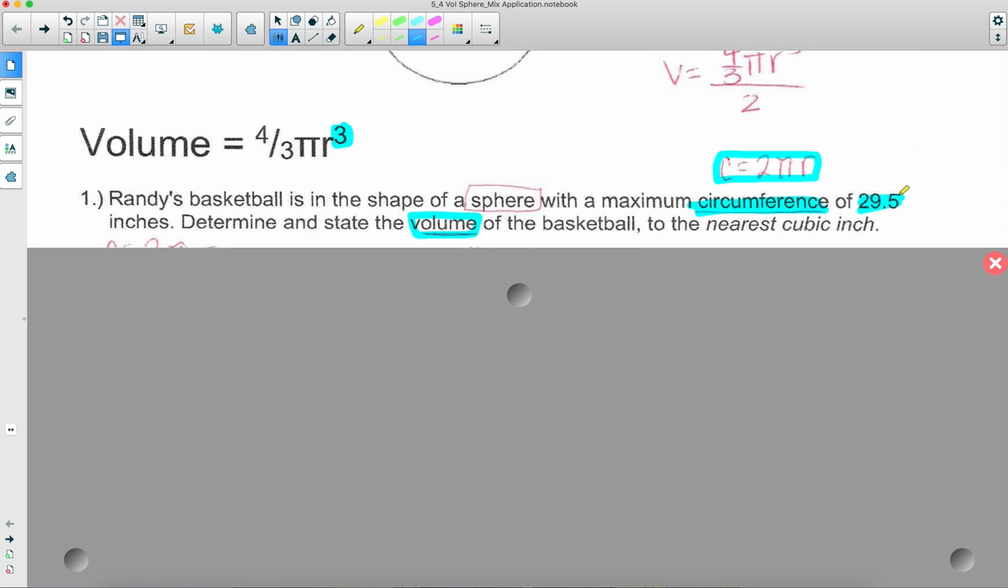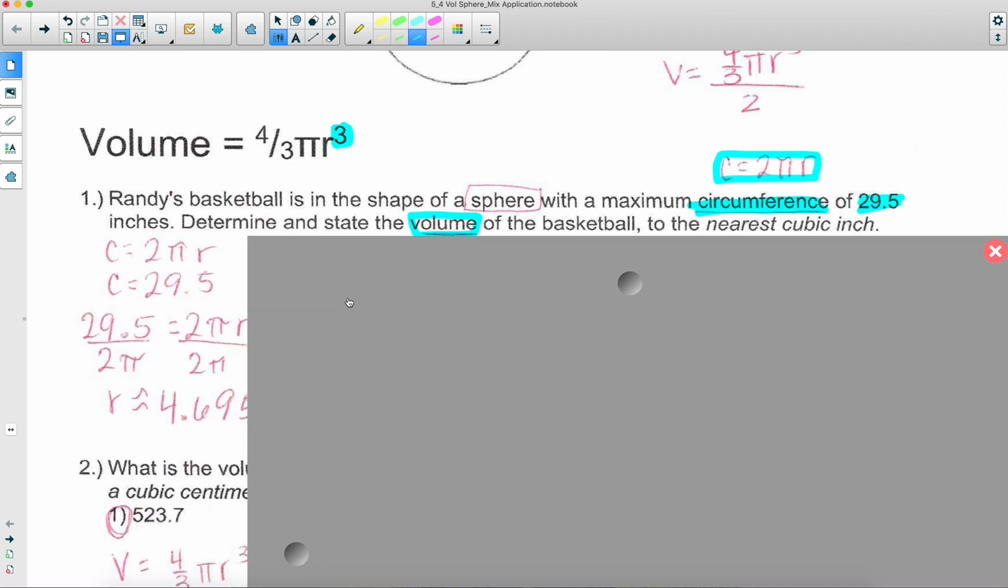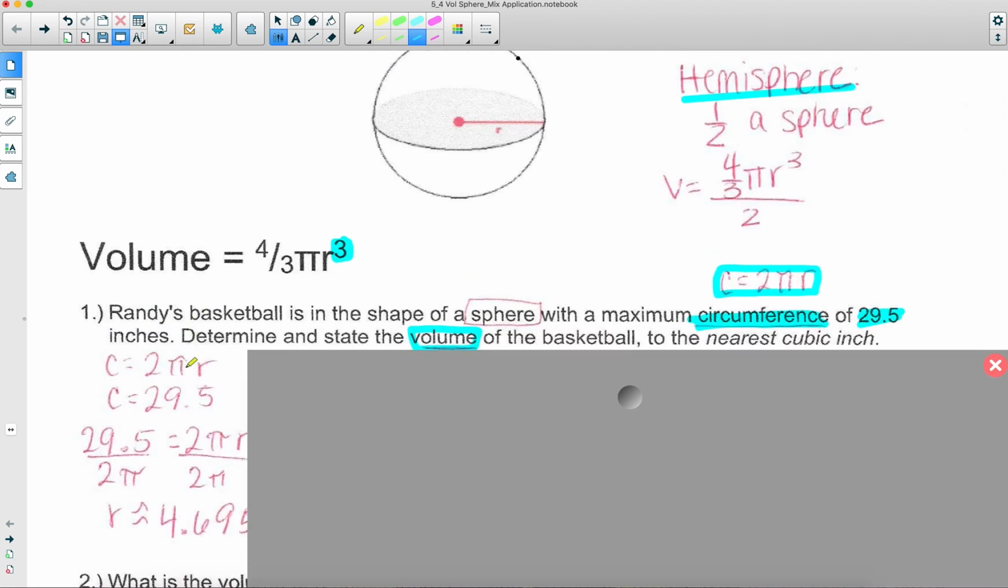We have to now relate that to volume. So what are we going to do? We're going to take our circumference information and write it down over here. We have the circumference, which is 2 pi r. It is 29.5, so 29.5 equals 2 pi r. Divide both sides by 2 pi, and we get that the radius is approximately 4.6951 inches.